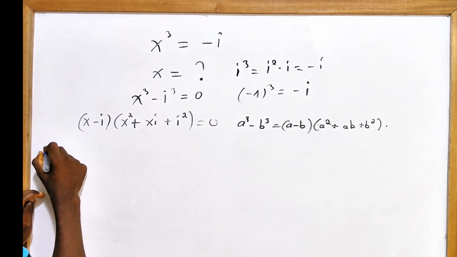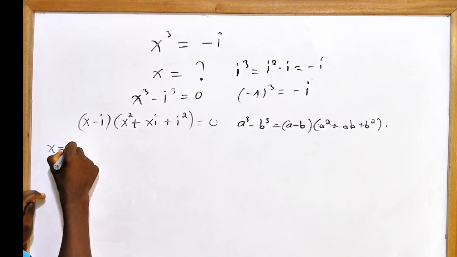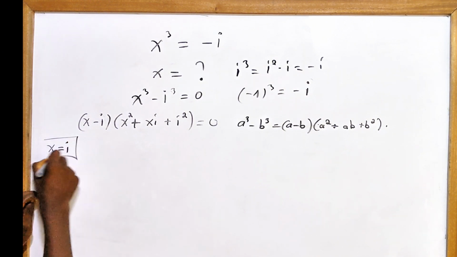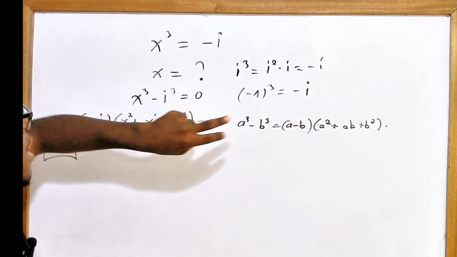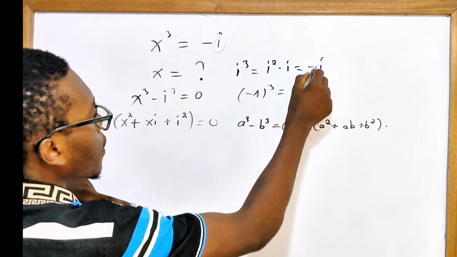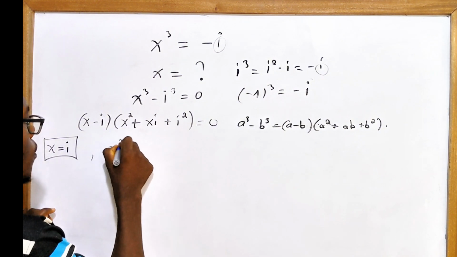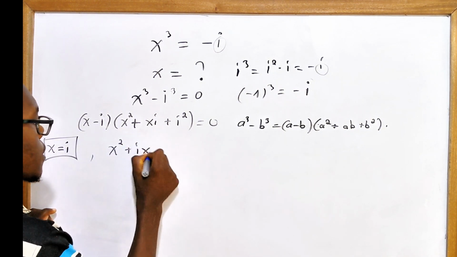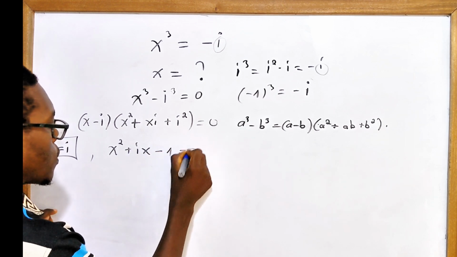Automatically, x is equal to what? i. Since x minus i will be equal to 0, hence x is equal to i, as we earlier said. Okay. Therefore, we are left with x squared plus ix. You know that i squared is equal to what? Negative 1, equals 0.